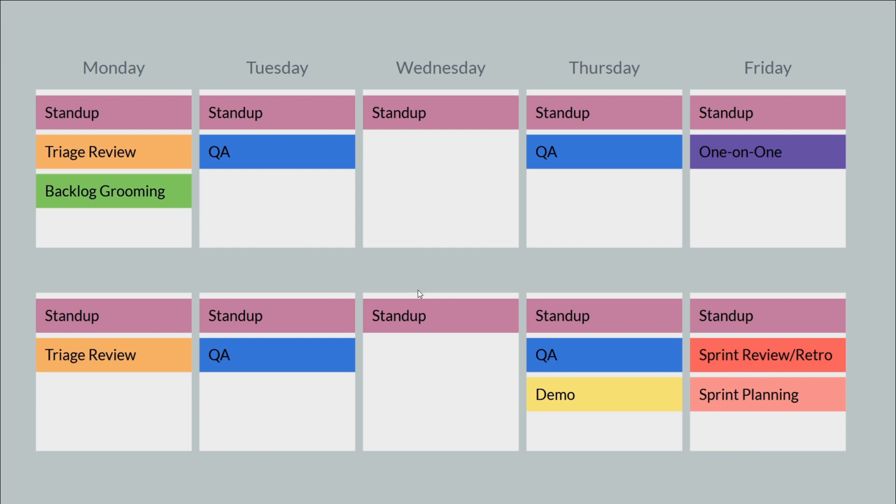And then there's sprint planning. So you plan the next sprint on the last day of the previous sprint. Some people do it on the last day of the current sprint, where you'll plan for the next one. Some people do it on the first day of the sprint, where you'll plan for the rest of the sprint. But that's a rough idea of what a schedule kind of looks like.